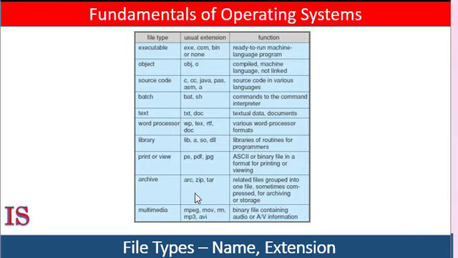.arc, .zip, .tar are all archive files. These are files that are used to combine a number of files to be transported, for example. And then there's multimedia files like the .mpg, .mov, and so on. These are the various file types that you will find quite often.